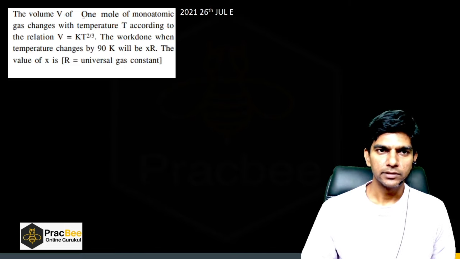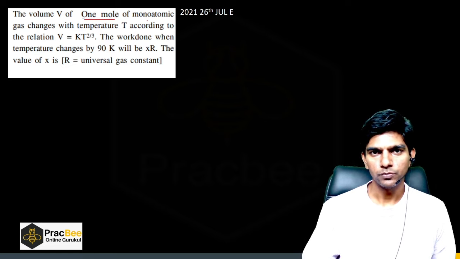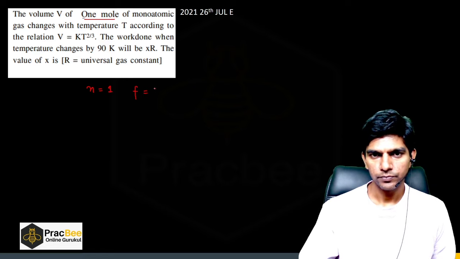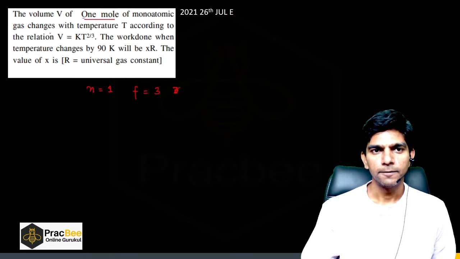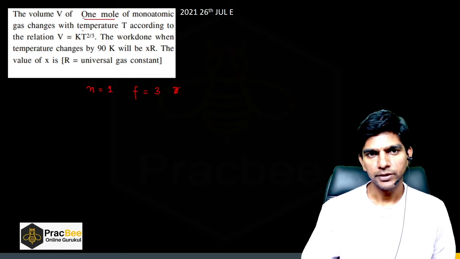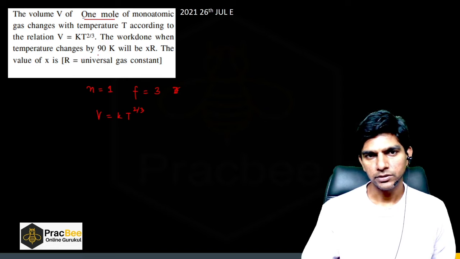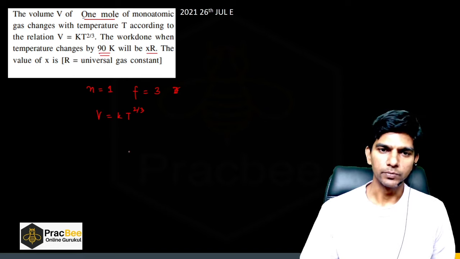Okay, now let us see another question. The volume V of 1 mole of a monatomic gas. So n is given as 1, and we have a monatomic gas, so we can say f is 3. The volume is changing with temperature T according to the relation V is some constant times T raised to power 2 by 3. The work done when the temperature changes by 90 Kelvin will be XR. The value of X will be?